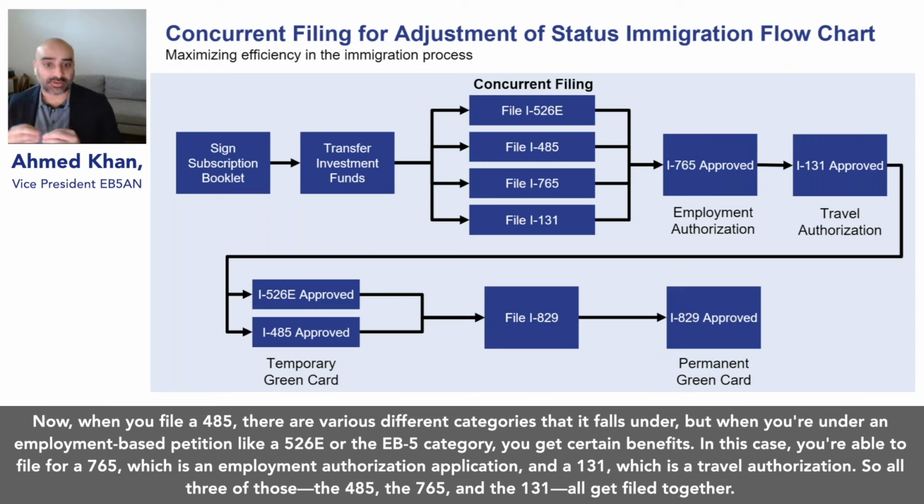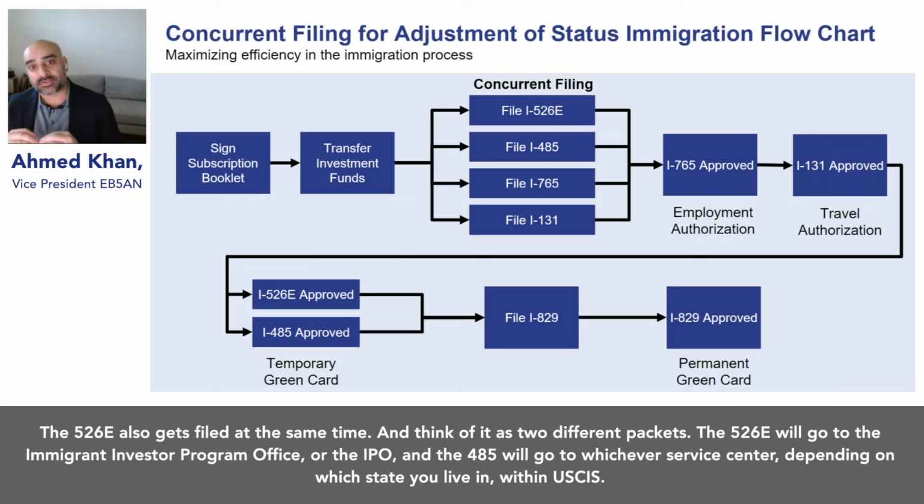So all three of those, the 485, the 765, and the 131, all get filed kind of together. The 526E also gets filed at the same time. Think of it as two different packets. The 526E will go to the Immigrant Investor Program Office, or the IPO, and the 485 will go to whichever service center, depending on which state you live in, within USCIS.